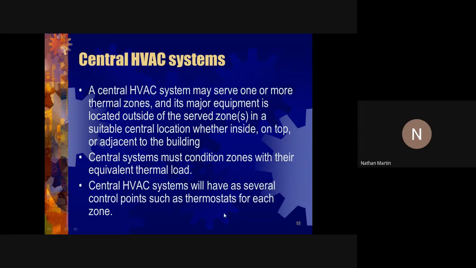Now, for this type of system, what is meant by control points is that each space served from the central AC will have a local thermostat control that is able to control the cooling inside that space. So if we have 4 spaces, then we're going to have 4 individual control points that are able to control the air that is coming to that particular space. All right.